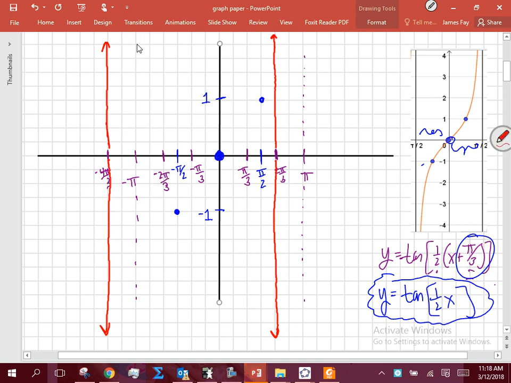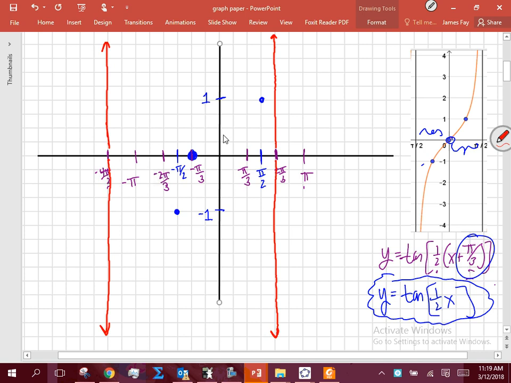Now, if those are our asymptotes, let's see if we can move these points the same way. And it's probably easiest to at least move this point first, because it should go pi over 3 units to the left, right? So it should go right there. That makes sense to everyone? Okay.